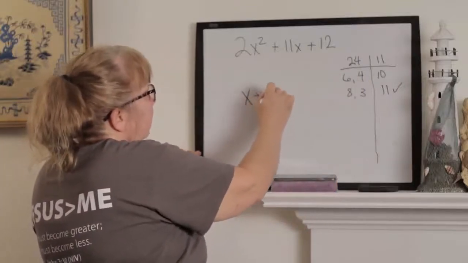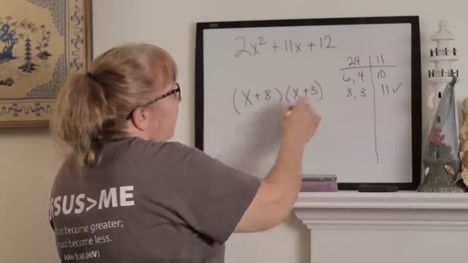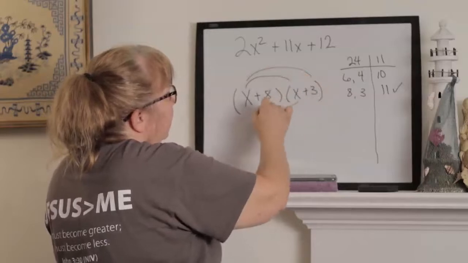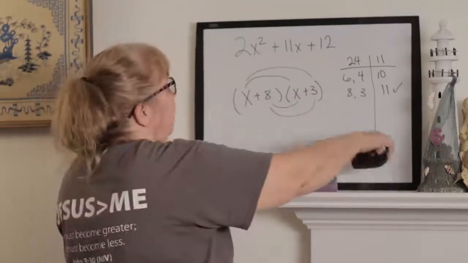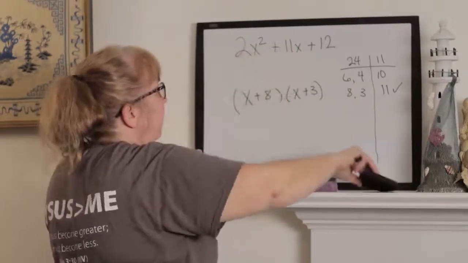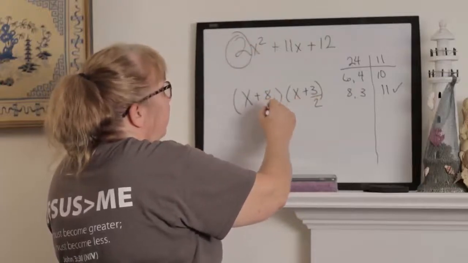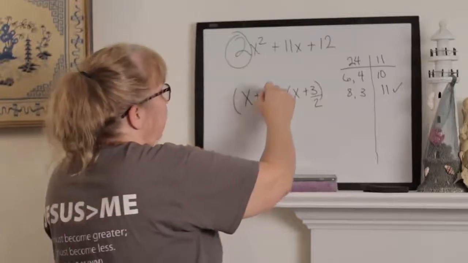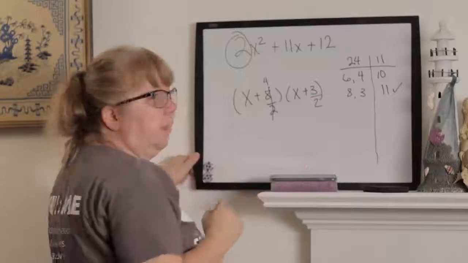So we have x plus 8 and x plus 3. Now clearly, if I multiply these back out using my distribution, I'm not going to get 2x squared, so I have to do something else. So what I need to do is take a, which is 2 right here, and divide both of my numbers by a. Then I'm going to reduce the fractions. This one reduces to 4. This one, 3 over 2, does not reduce.